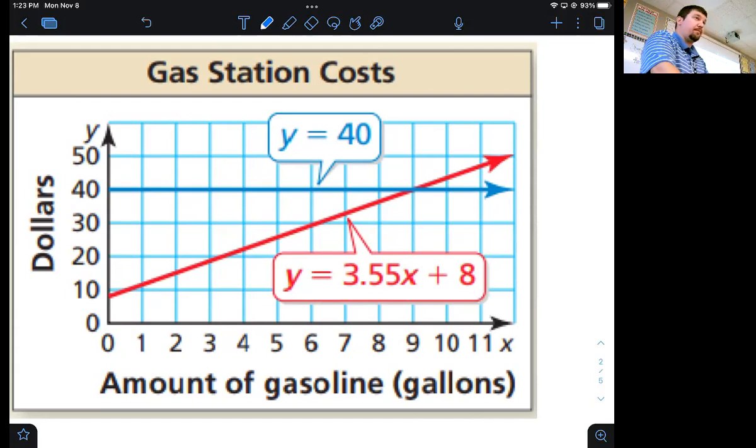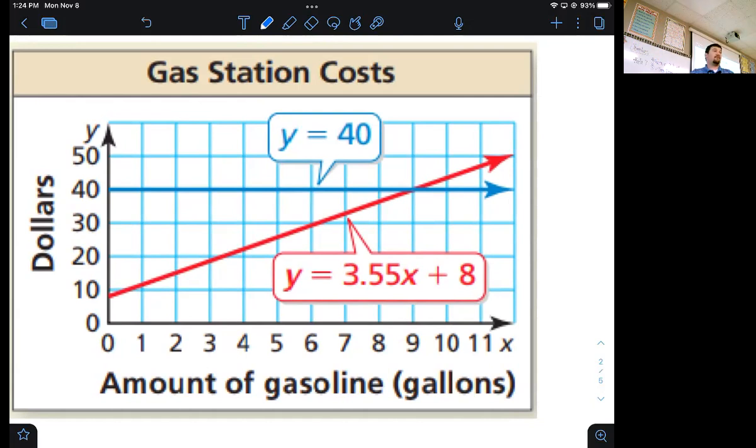The red line represents what? Xander? Gasoline and a car wash. Yeah, gasoline and a car wash. And so it starts at 8. You guys see that? Starts at 8. It even says plus 8.